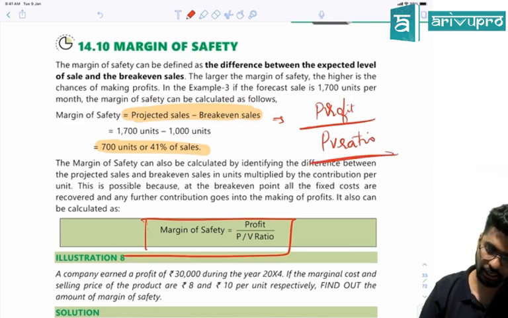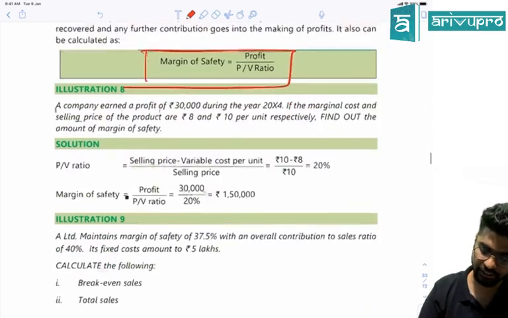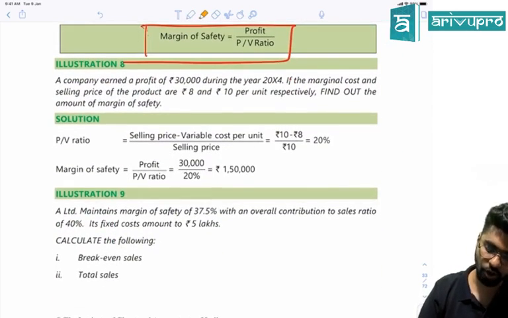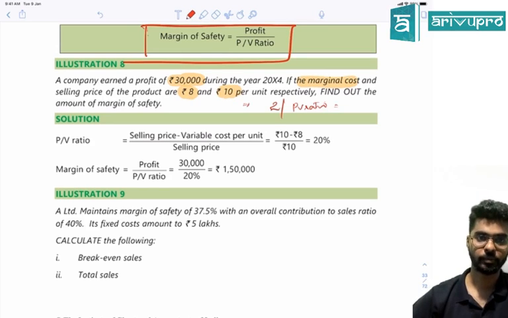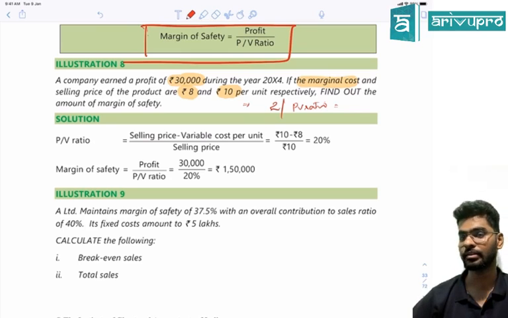Now see, a company earned a profit of 30,000. The marginal cost and selling price are 8 and 10. Therefore, what is your contribution? Contribution is 2. PV ratio will be how much? Guys, are you clear?